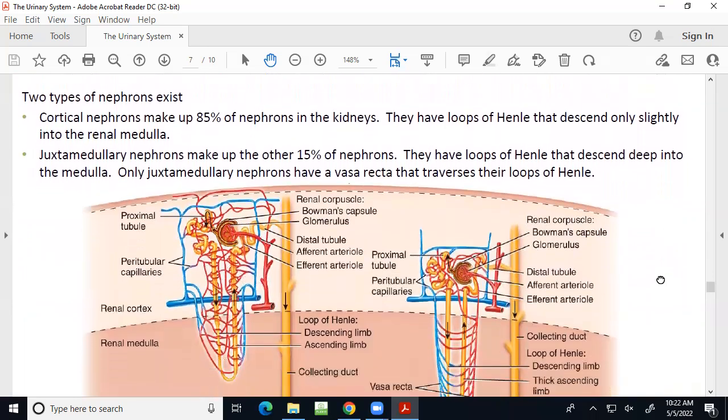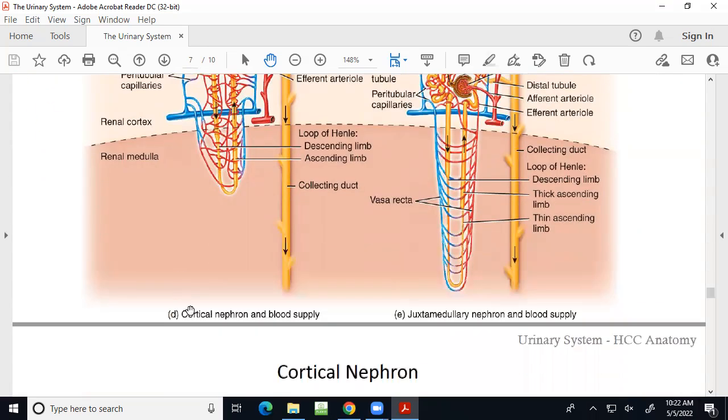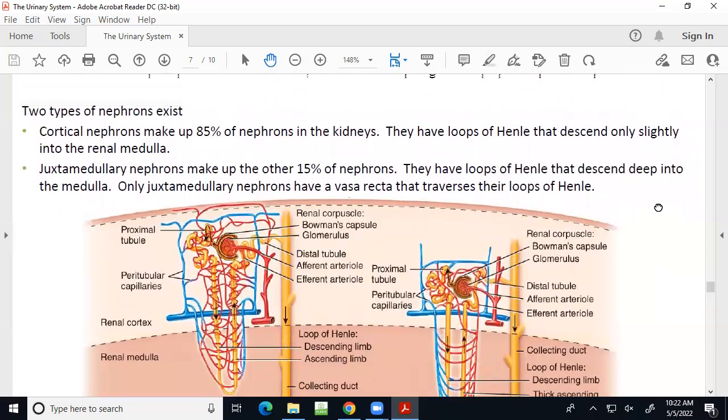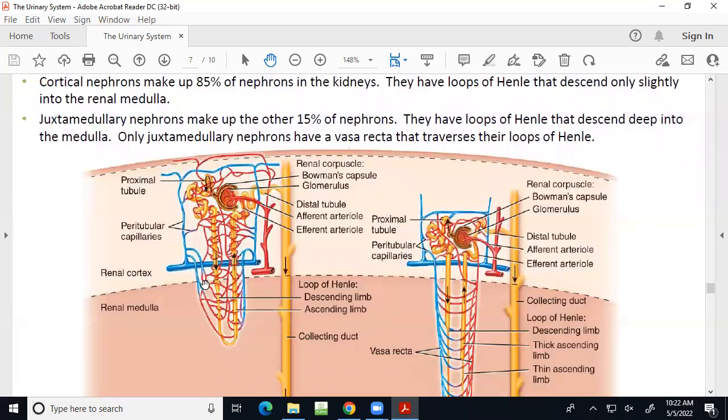Now, there are two types of nephrons that exist, and you can see they are down here at the bottom. On the left is a cortical nephron, and a juxtamedullary nephron is on the right. The majority of our nephrons are this type, the cortical nephrons, that make up 85% of the nephrons in our kidneys. They're called cortical because most of the nephron is out in the cortex. Remember, cortical is just the adjective version of cortex. And so the loop of Henle is the only part that just barely dips down before coming right back up and into the cortex from the medulla.